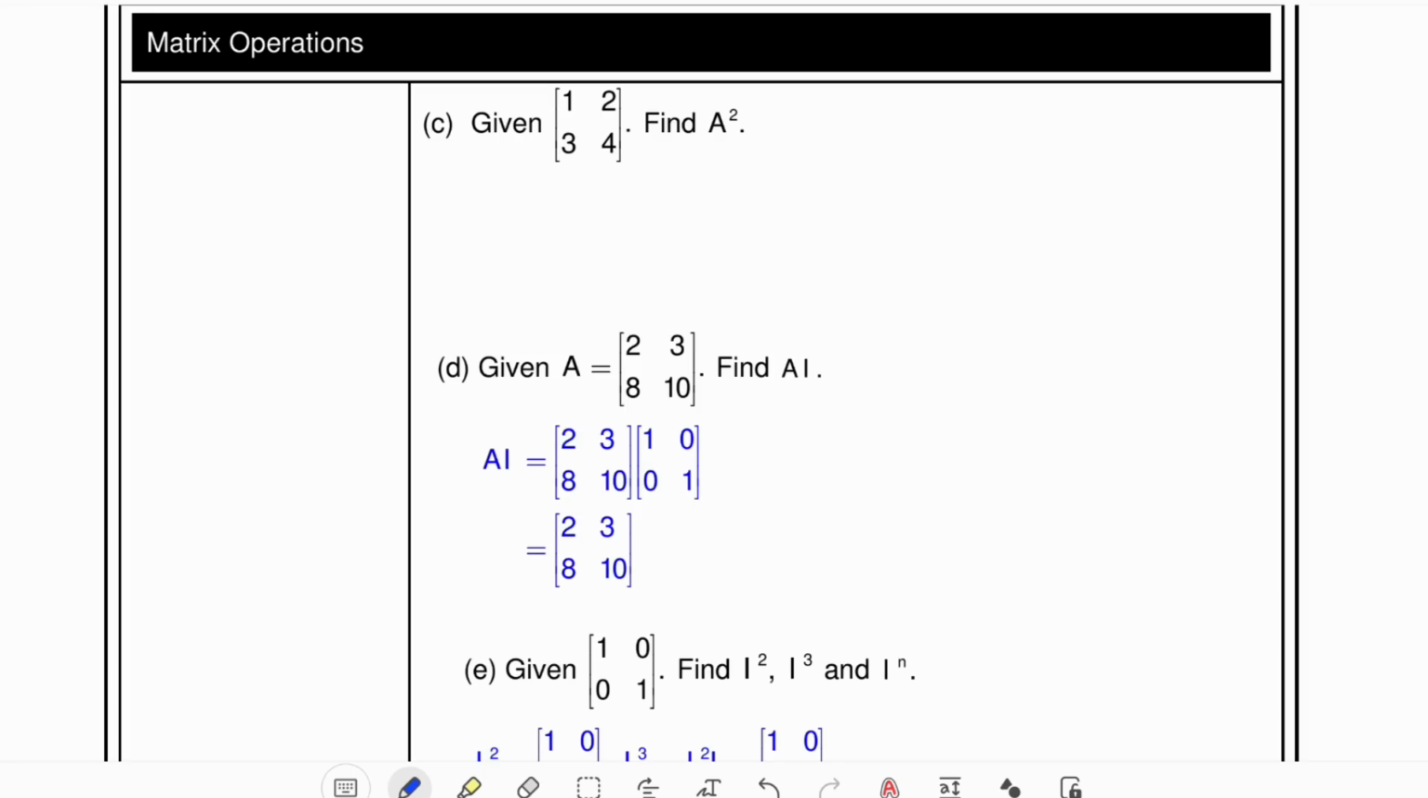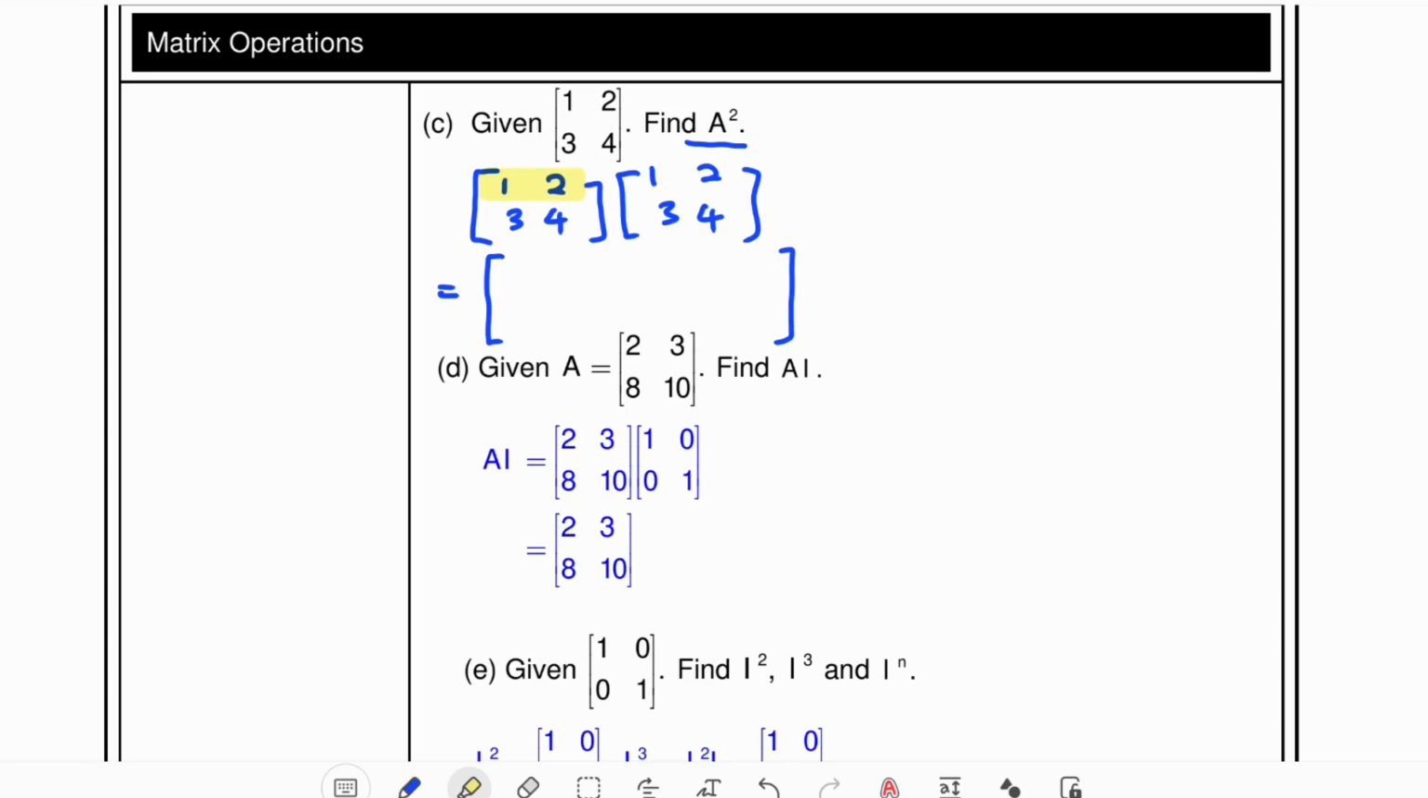Now we are going to discuss example C. You are given a matrix with dimension 2 by 2 and the question asks to find A squared. What does A squared mean? A squared is A multiplied with A. So write down this matrix 1, 2, 3, 4 and again 1, 2, 3, 4, and multiply these two matrices using the same process we discussed in the previous part.